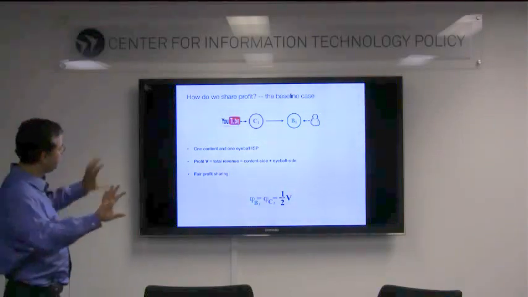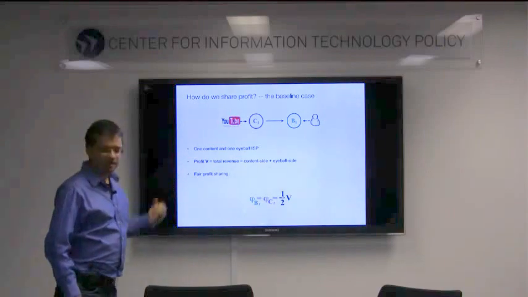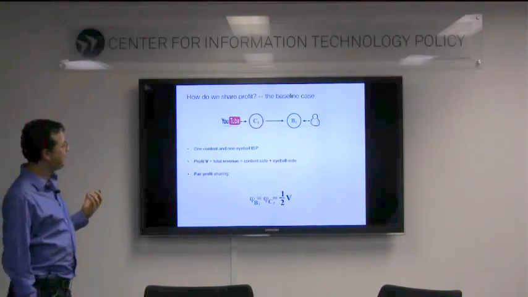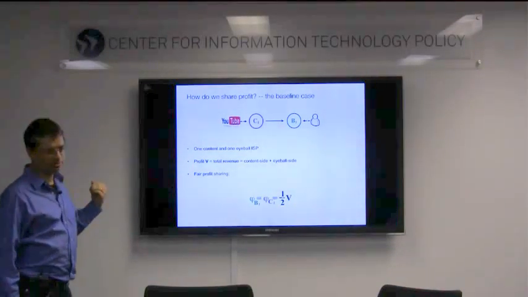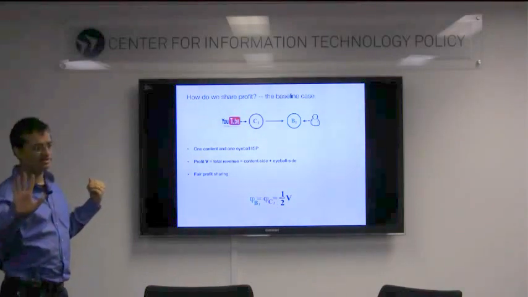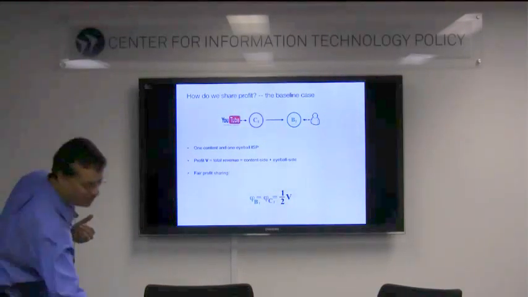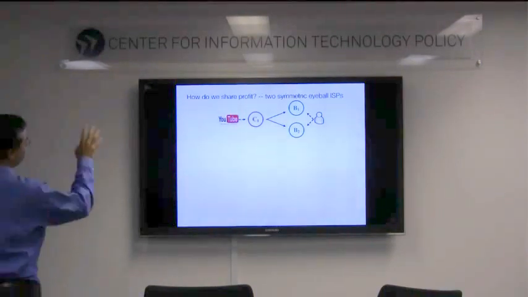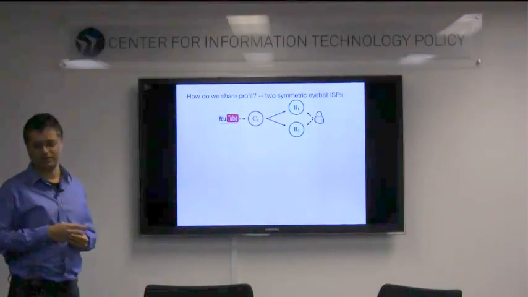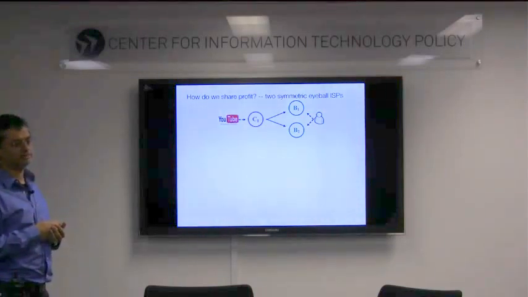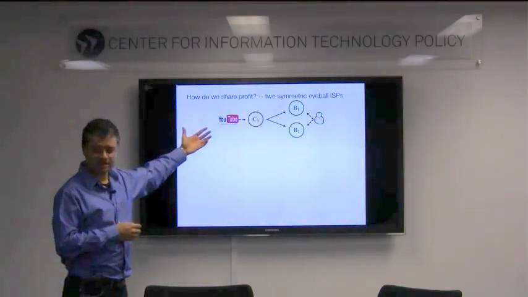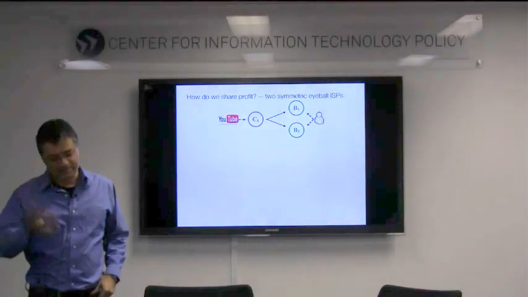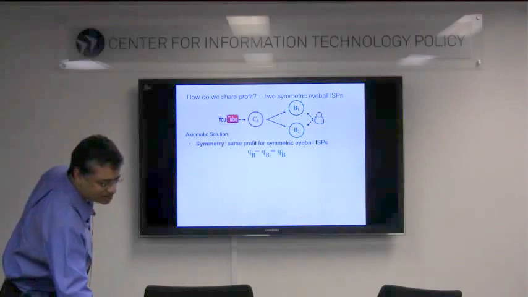But regardless, whatever way you generate revenue, you generate a profit V, then using the fairness axiom, the total profit for each should be half, axiomatically. This is what Shapley value says. Now let's say you have 2 symmetric eyeball ISPs and 1 content ISP. What should be the share? A quarter each, and half for the content. That seems fair. Let's see if that is the right solution.